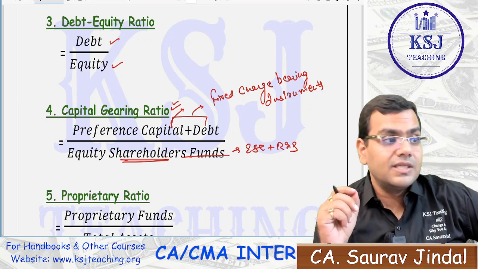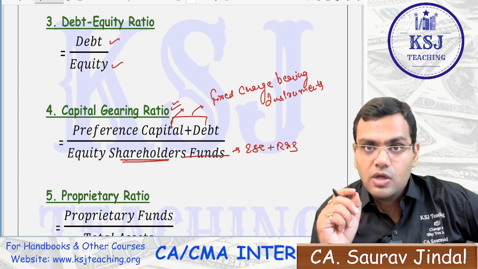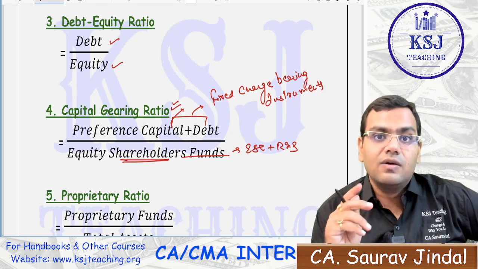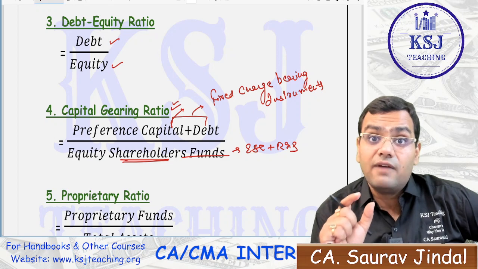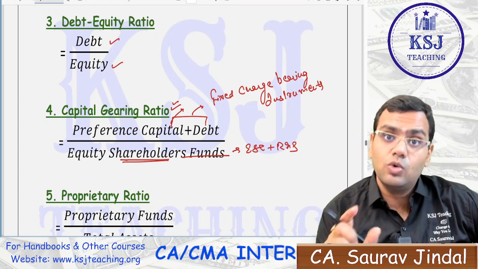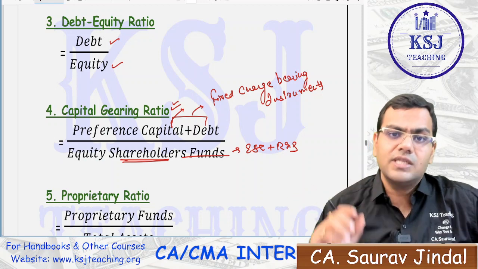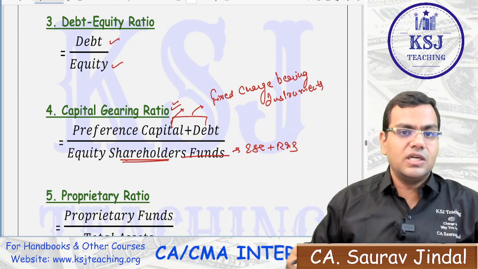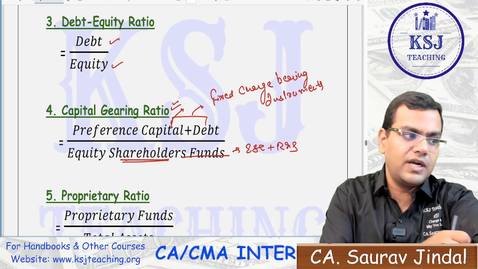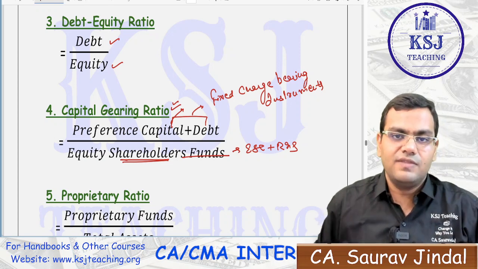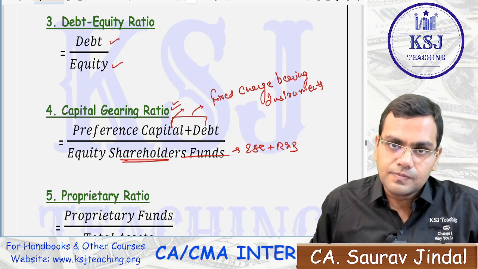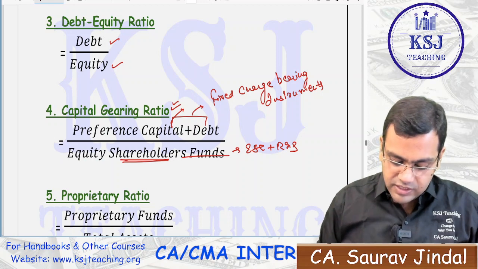So with this capital gearing ratio, we are trying to analyze what are the funds on which we have to pay the fixed charges, compared to the funds which do not have fixed charges. Because for the equity shares, if there are profits, the equity shares will get some dividend out of it, or they will not get anything if there are losses, right? So this is what we are going to check.